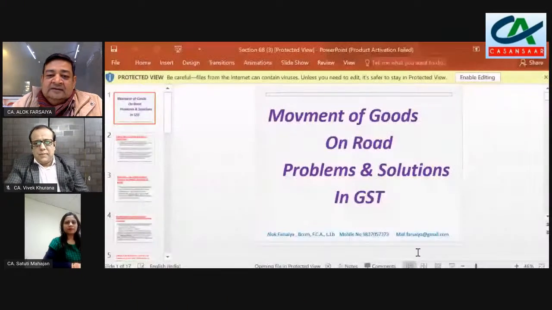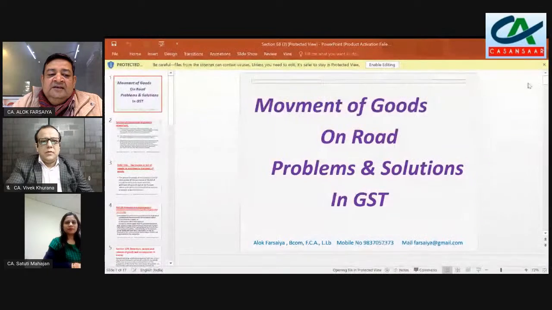E-way bill, it's a very difficult topic, and simultaneously, it is a very, very easy topic. Why? Because the entire story runs between only one rule, that is Rule 138.